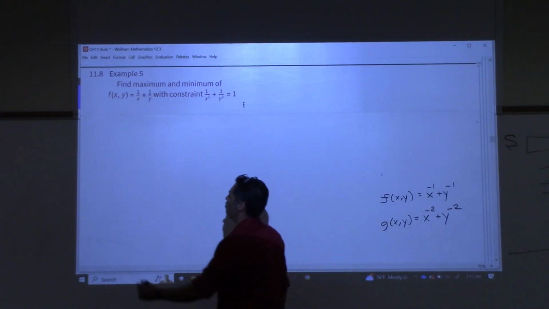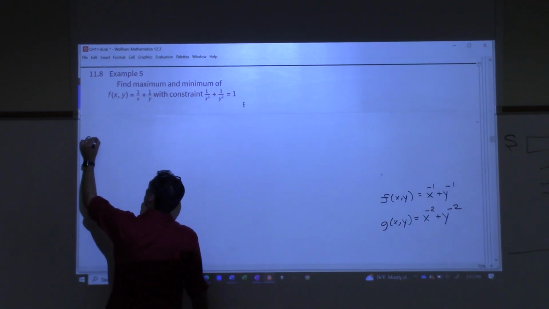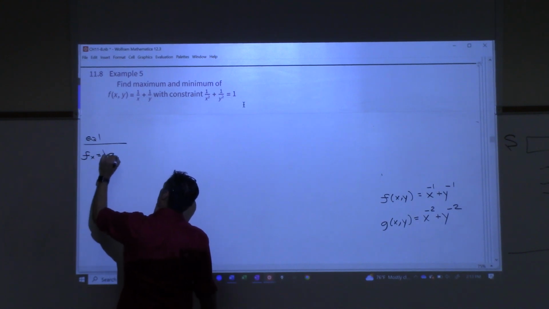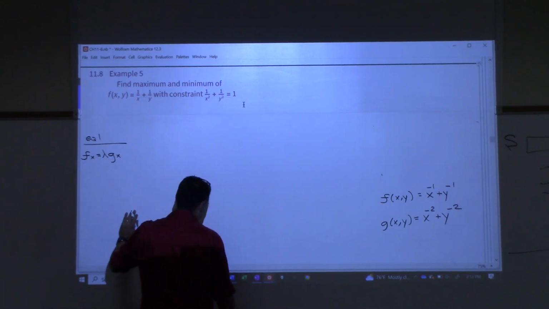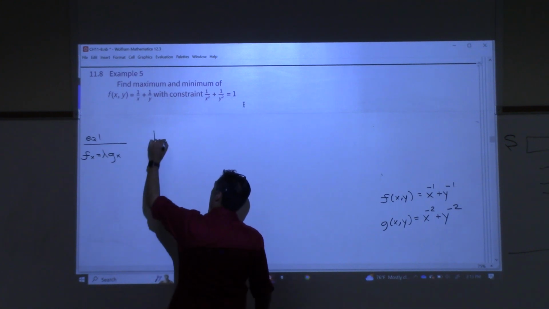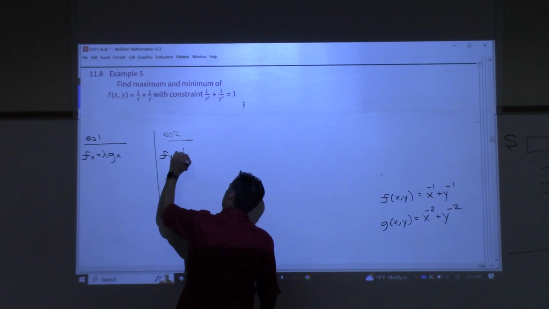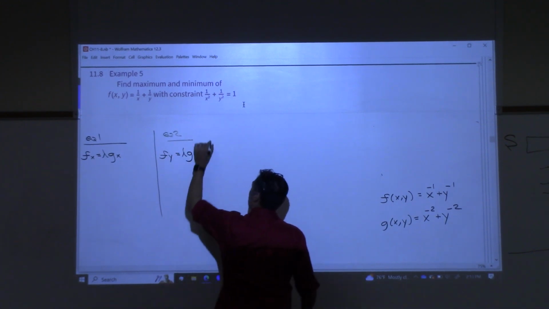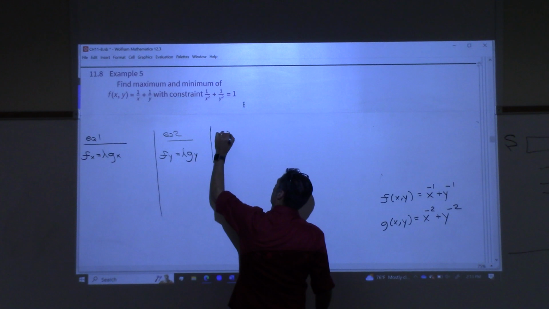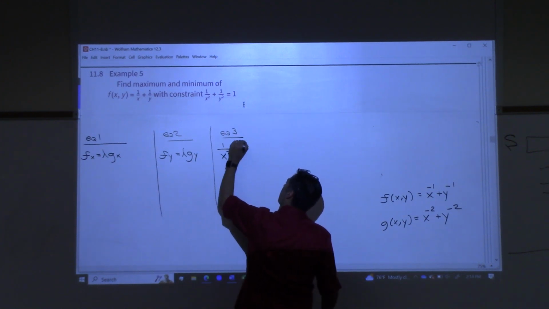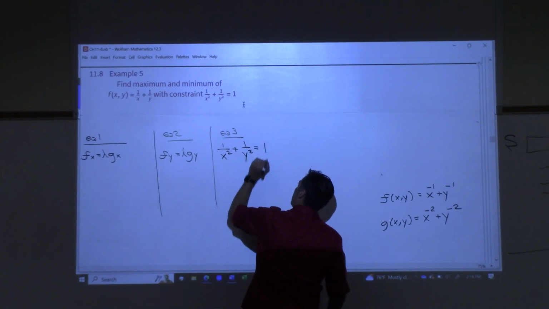Okay, equation 1, doing Lagrange. Partial of f with respect to y must equal lambda times partial of g with respect to, wait a minute, I think I said the wrong thing. Partial of f with respect to x must be equal to lambda times partial of g with respect to x. Equation 2, the partial of f with respect to y must equal lambda times partial of g with respect to y. And then equation 3 is the constraint. 1 over x squared plus 1 over y squared must equal 1.